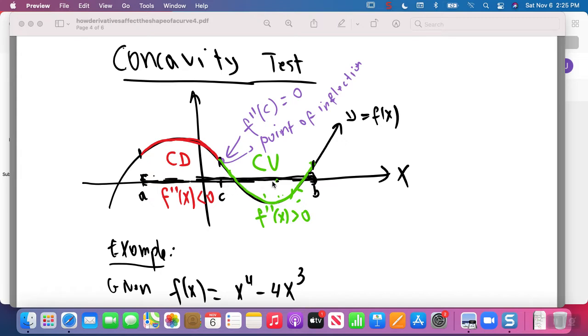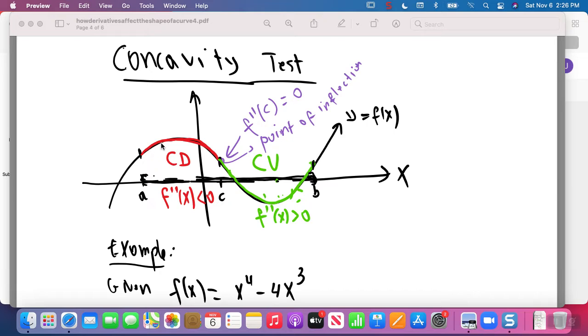From C to B, the second derivative of the function f is positive. In terms of the function, it is concave upward on CB. So CU stands for concave upward. CD stands for concave downward.